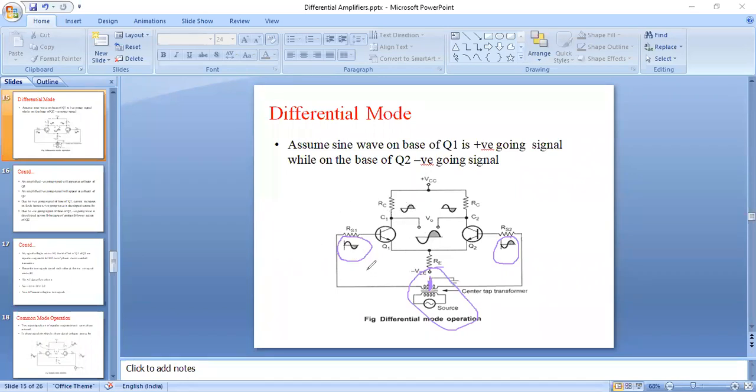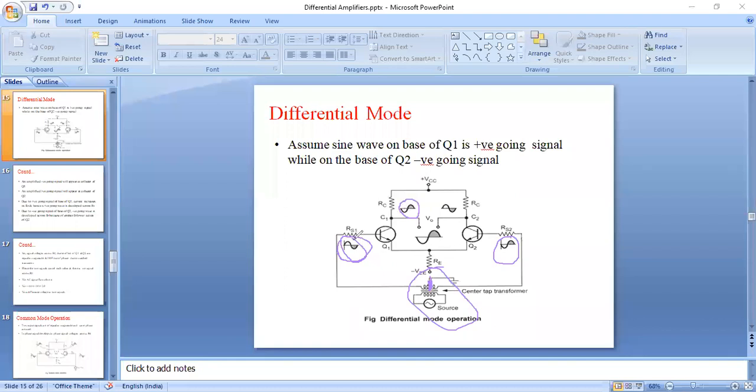We already know the basic CE amplifier. If you apply a positive going input to the base, how much phase shift is generated at the collector output of that CE amplifier? Anyone? 180 degrees, right? That's why here I am applying positive going input Vs1, but across the collector of Q1 we are getting a negative going output.